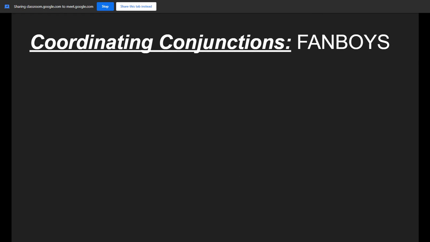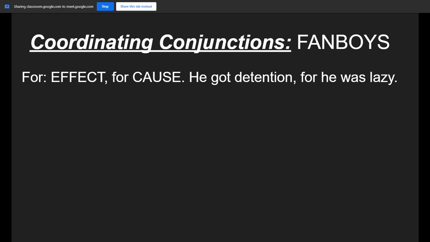Well, a way to remember is FANBOYS. There are 7 different conjunctions, 8 if you count the semicolon, and the first one is for. With for, you have an effect for cause. He got detention for he was lazy. We don't use this one often. This is a little bit older English, older style English, but you could use for in the same way as you would use because.